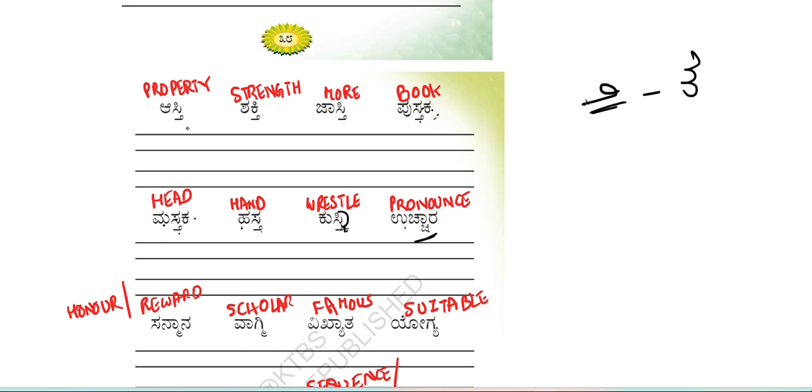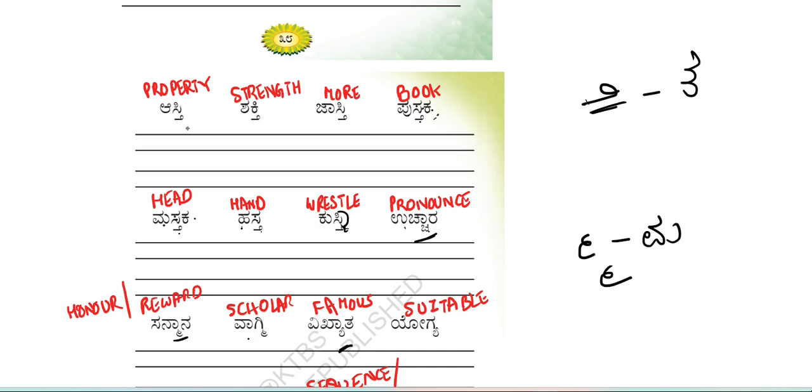So together Uchchara. Then this one is the symbol for Ma. Okay, this is the Ottakshara symbol for Ma. So Sanmana. The A sound gets added to Ma. So Sanmana means to honor or reward somebody. Vagmi. There is E Gunitakshara which gets added to Ma. So Vagmi means a scholar.